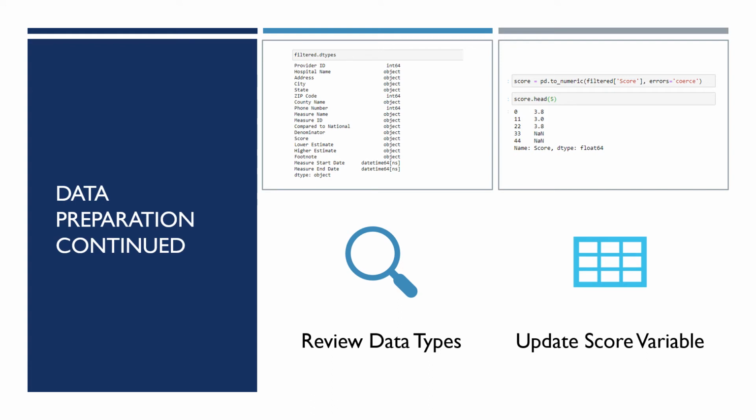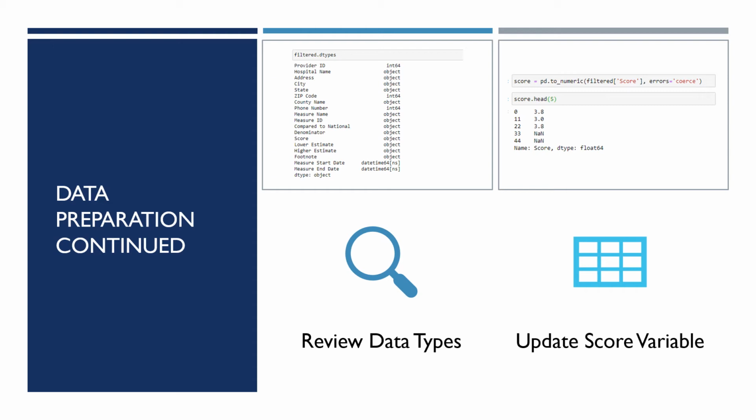As we continue our data preparation, we first want to review the data types for the data set. This can be done using the syntax data frame name, which, as I previously mentioned, is filtered.dtypes. You can see the results here above the review data types icon.